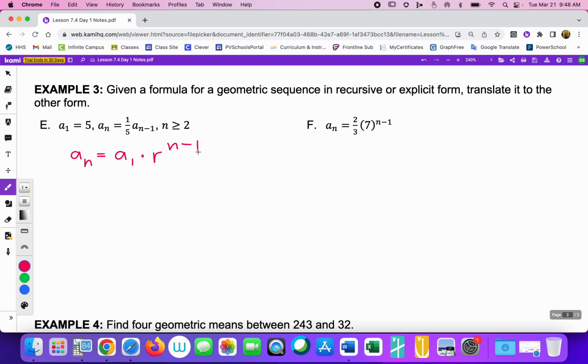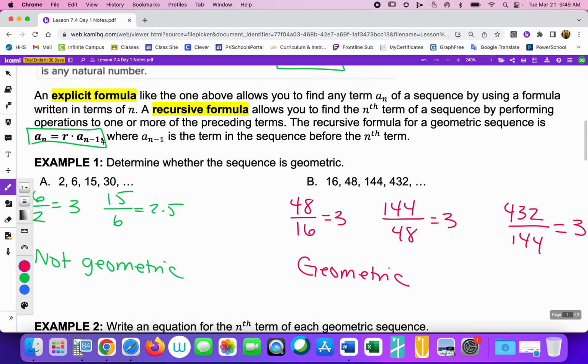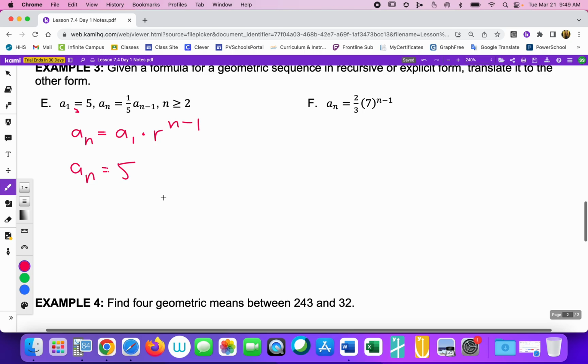So we need A1 and we need R. Okay, what's A1? It's right there. A1 equals 5. Okay, so 5 will go there. What's R? R will be in the equation portion of it. So up here, that box right here, it is R times the A sub n minus 1. So within the recursive formula, R is just floating out front, being multiplied by the A. So on this one, R would be what? 1/5.